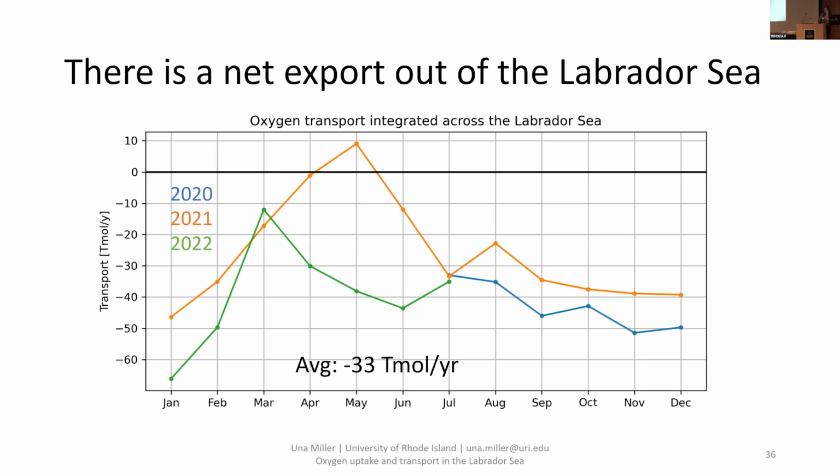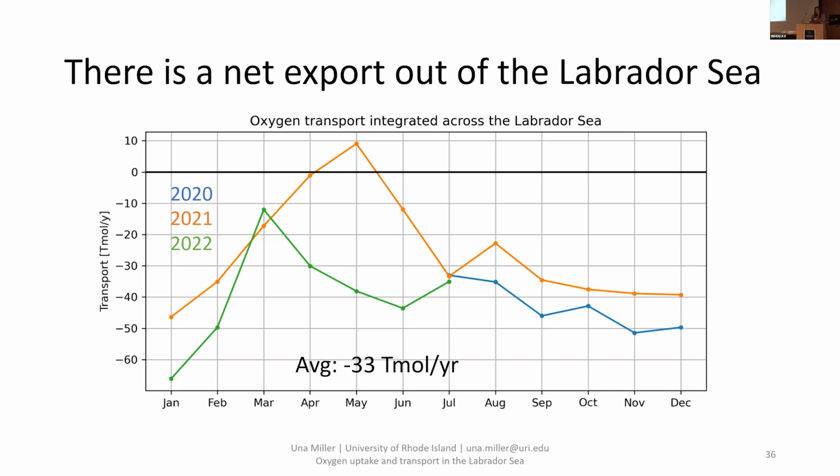So this is oxygen transport calculated from our measurements, integrated across the full Labrador Sea. Transport is on the y-axis, with negative being net export out of the Labrador Sea. And I've colored it by each year of the 2-year deployment. There's a lot of interesting variability that we could get into, both monthly, seasonally, and even a little bit interannually, but I won't go into that now. For now, I'd just like you to notice that virtually always the Labrador Sea is exporting oxygen, at an average rate of 33 teramoles per year.